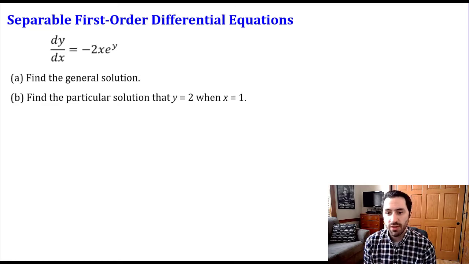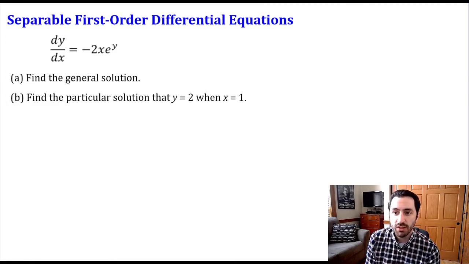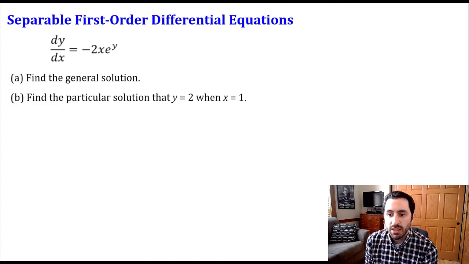So in order to find that, we're going to separate the x's and the y's, and then we're going to take the integral of both sides, and then that's going to give us our general solution. So first thing is we need to separate the x's and the y's here. So on the left-hand side, dy over dx, I can multiply both sides by dx. That will simplify this fraction, moving that to the other side here.